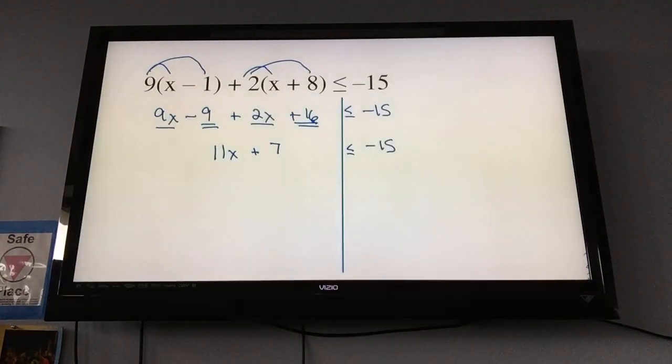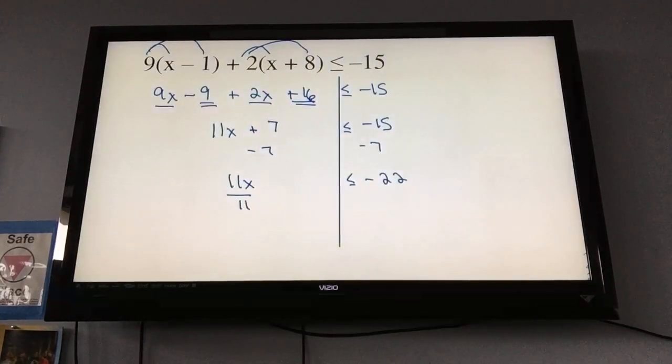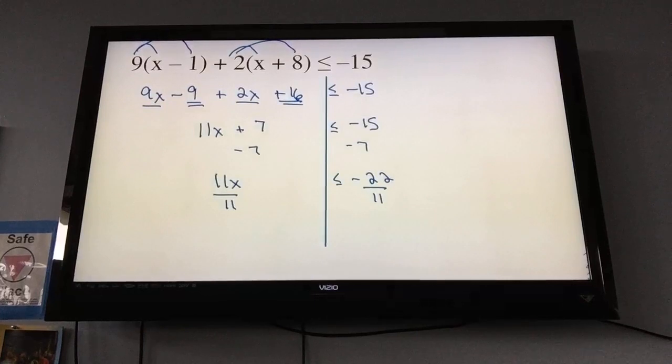Minus, and then I'm gonna minus 7, which would be what? So negative 15 minus 7, negative 22, or negative 15 plus negative 7. You can insert that into a calculator or say it both ways. Divide by 11. And then divide by 11, and x is less than or equal to negative 2.